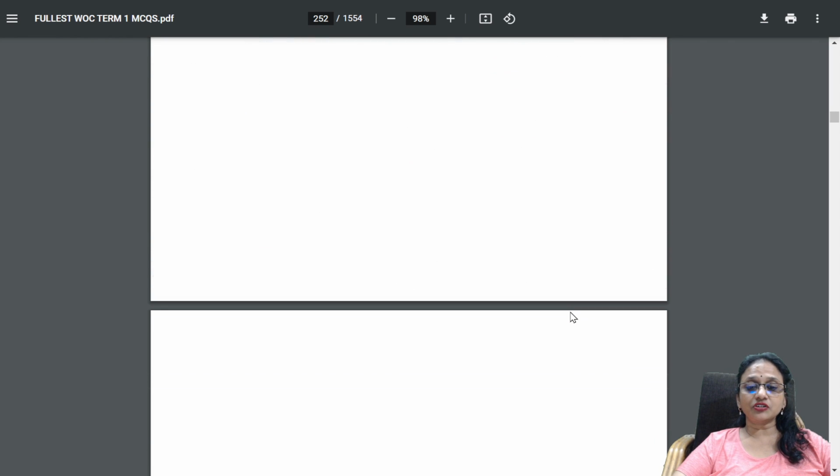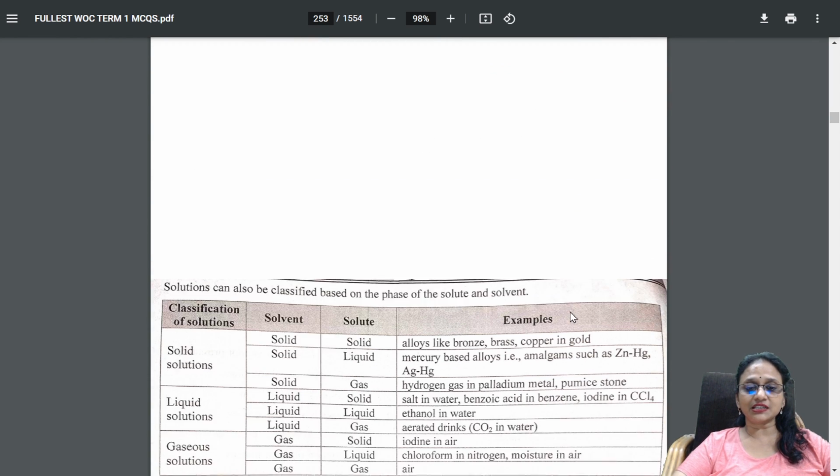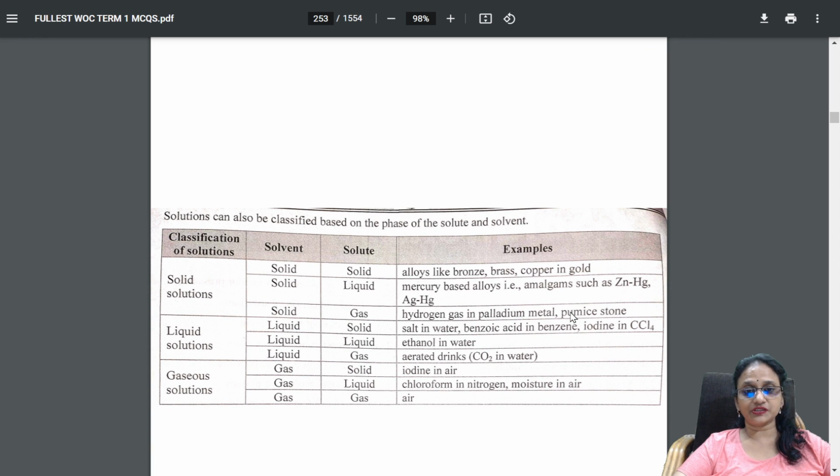And next comes the summary table. That's nothing but the classification of solids and solutions. They're going to ask, for example, benzoic acid is which type of solution? Zinc amalgam, which type of solution is it? It comes under what is the dispersed phase and the dispersion medium in that. That is what they're going to ask you. So learn the table for the exam.